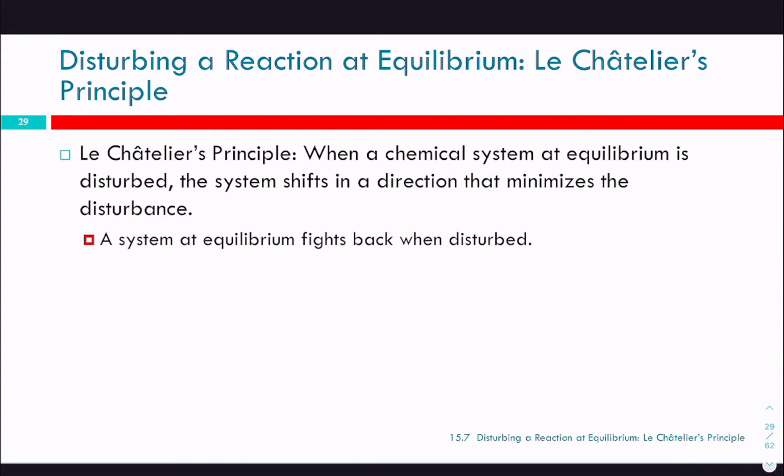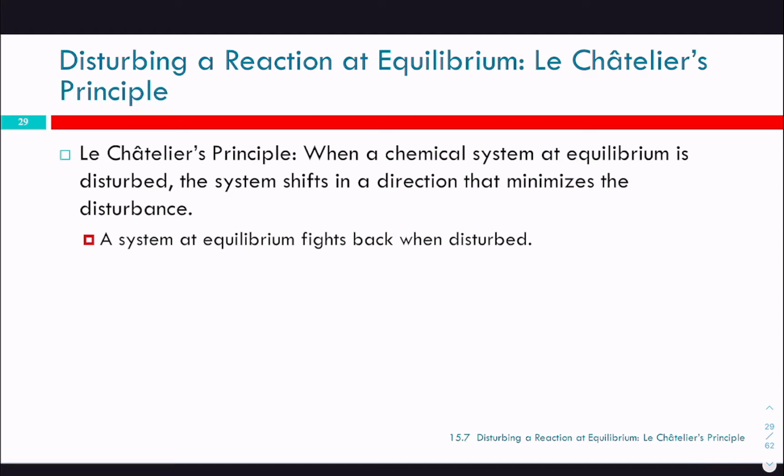So Le Chatelier's principle is kind of a rule of, well, is it more than a rule of thumb? It's more than a rule of thumb, I guess. It's the idea, though, that when a chemical system at equilibrium is disturbed, that chemical system will readjust to minimize the disturbance. So you can think of the system at equilibrium fights back when disturbed.